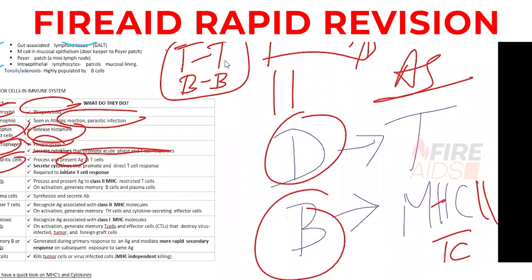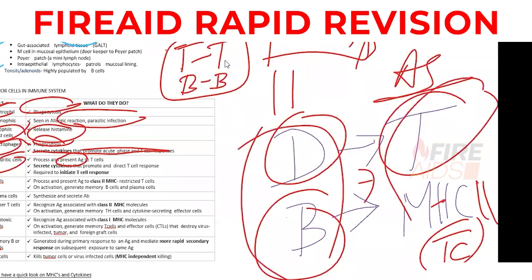So in any way, they are going to present to T cells only. That's the point you need to know. Whatever it is, any antigen is going to be presented to T cells. That is the MCQ. Okay.